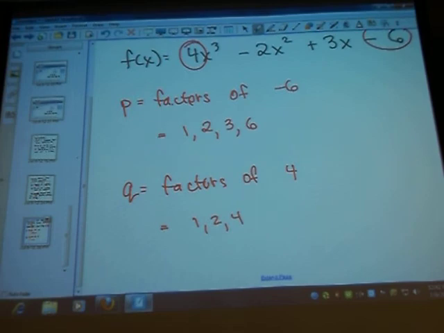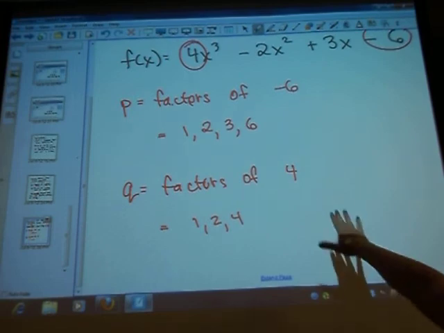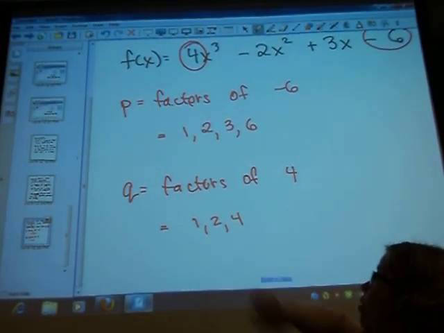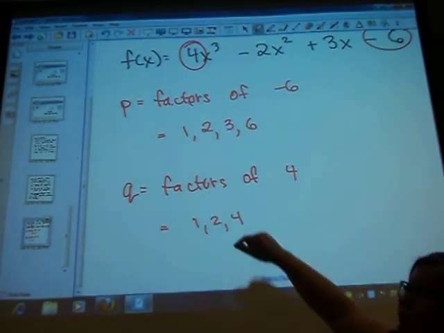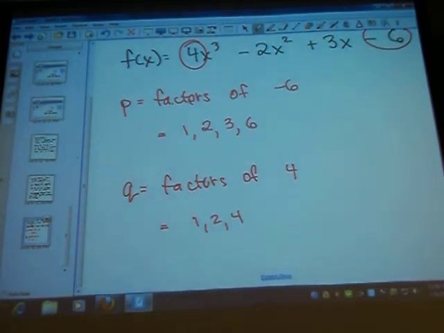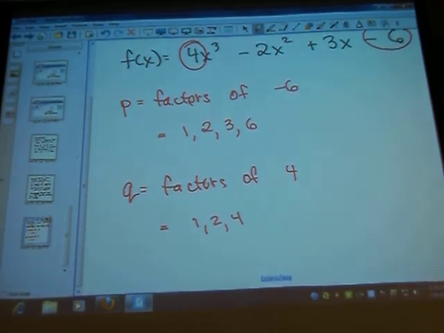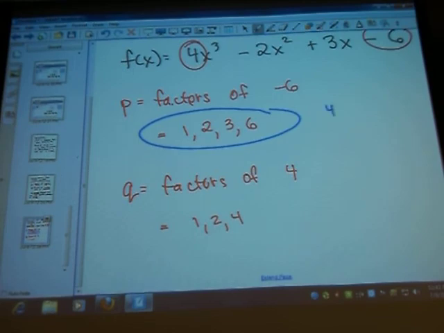Okay, now I've got 4 possibilities for P, and I've got 3 possibilities for Q. There should be 12 things in my list. I do 4 times 3, 4 possibilities times 3 possibilities. I should have 12 in my list. I don't understand what you're saying now. Alright, I've got 4 possible here. You have to make a grid.